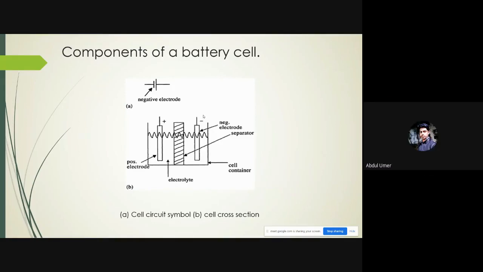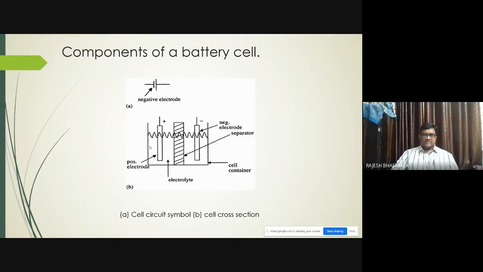Sir, what is the material in between the positive electrode and negative? These are polymers. I mean, separators are polymers. These are porous materials. Polymer means they have bigger molecules, and bigger molecules means they act like porous. So these are polymers generally.